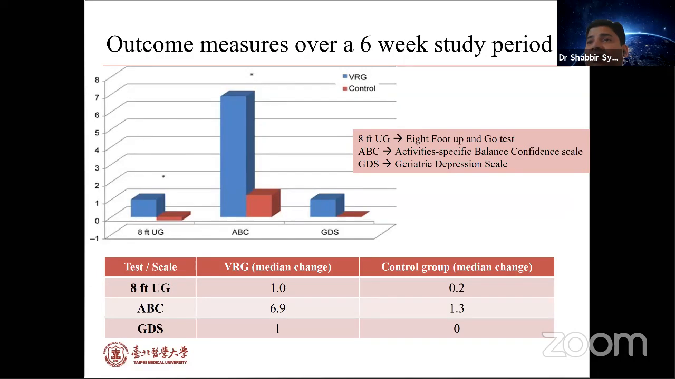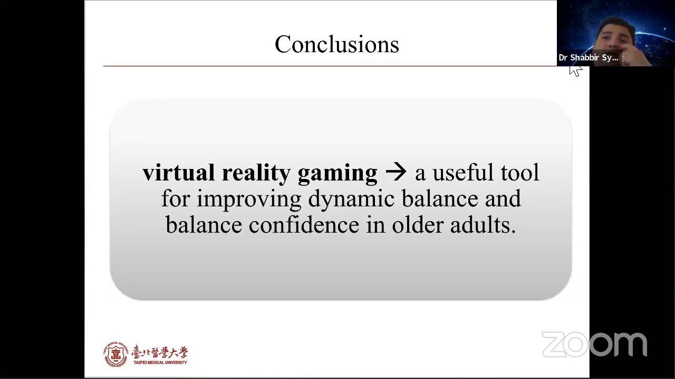If you see in ABC, activity-specific balance confidence, it was significantly improved, and the same thing goes with GDS, that is the geriatric depression scale. Median change is 1 in the intervention group, and in the control group, it's 0. And the conclusion was virtual reality gaming is a useful tool for improving dynamic balance and balance confidence in the older population.